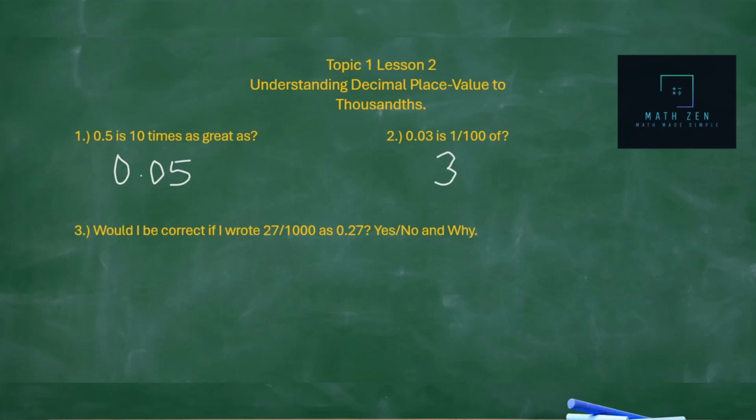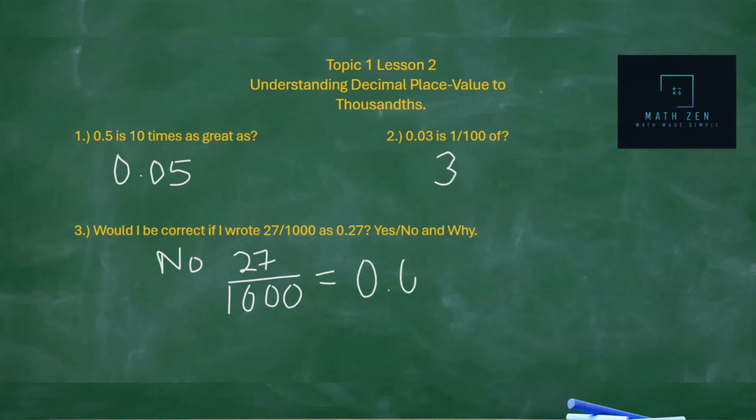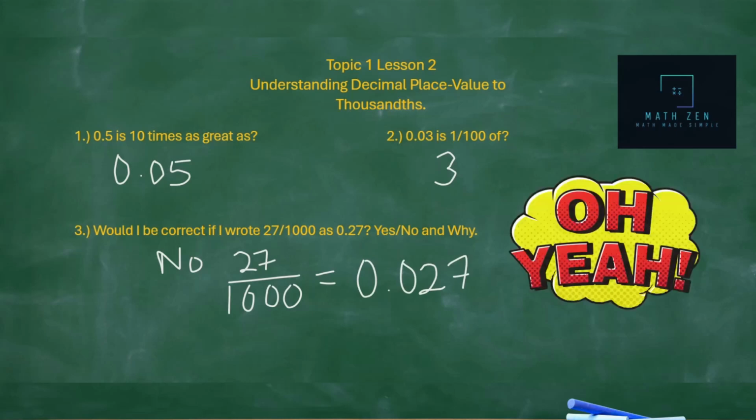And for the last one, it says, would I be correct if I wrote 27 thousandths as 0.27? Yes or no, and why? Well, the answer here is no. And the reason is that 27 over 1,000 would actually look like this as a decimal. You need to make sure that the 27 ends in the thousandths place. Awesome job if you got those right.